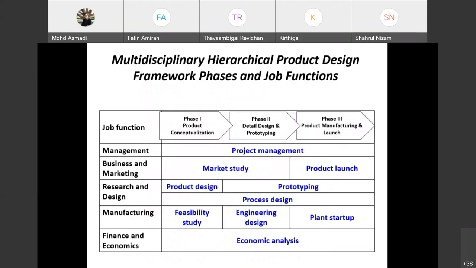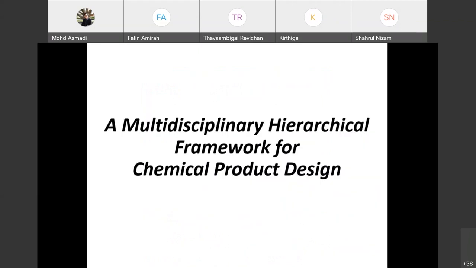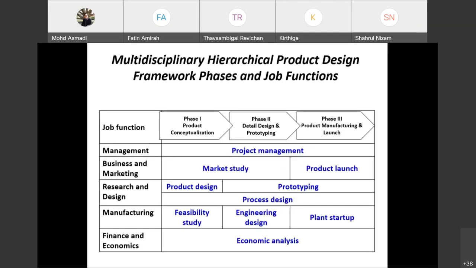Okay. Let's see the multidisciplinary hierarchical framework for chemical product design. If you look here, the framework actually contains two major components. In terms of timeline, it consists of three phases, and there are 5 job functions. So this is the timeline, or the hierarchical product design framework phase.